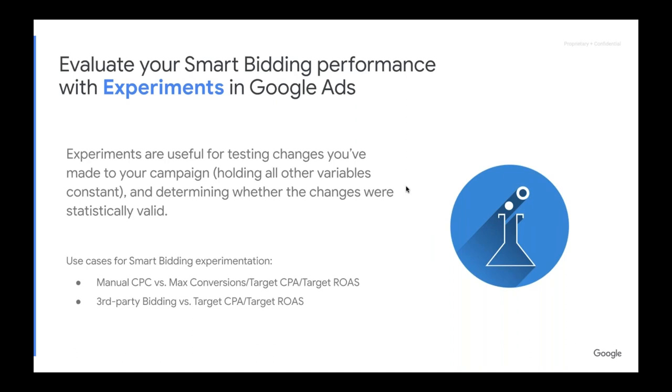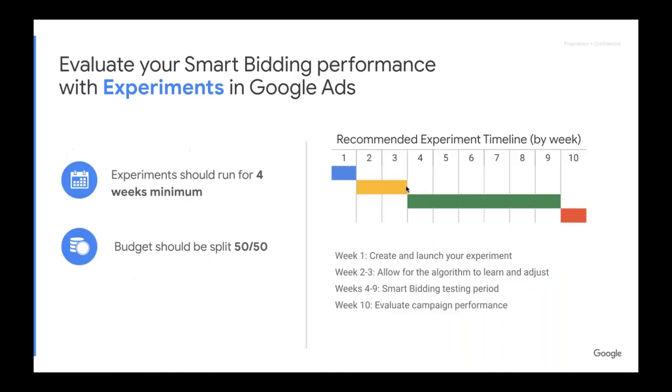Experiments allow you to test changes you have made to your campaign, holding all other variables constant, and determine whether the changes were statistically valid. For example, we can use experiments for smart bidding when comparing manual CPC versus maximized conversions, target CPA or target ROAS, but also third-party bidding versus target CPA and target ROAS. Experiments within Google Ads should be run for 4 weeks minimum, and it's also very important to split budget 50-50 between the control campaign and test campaign.